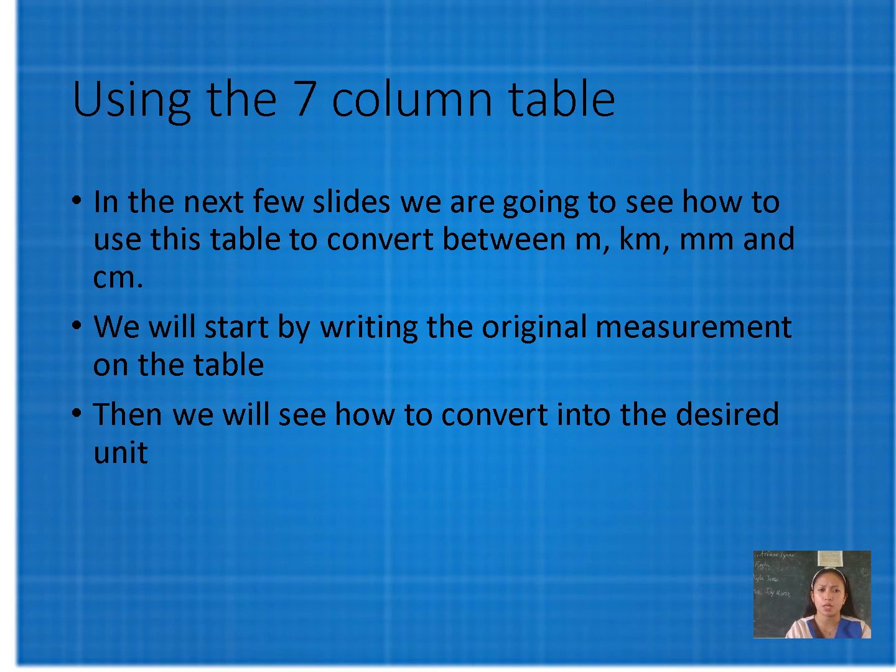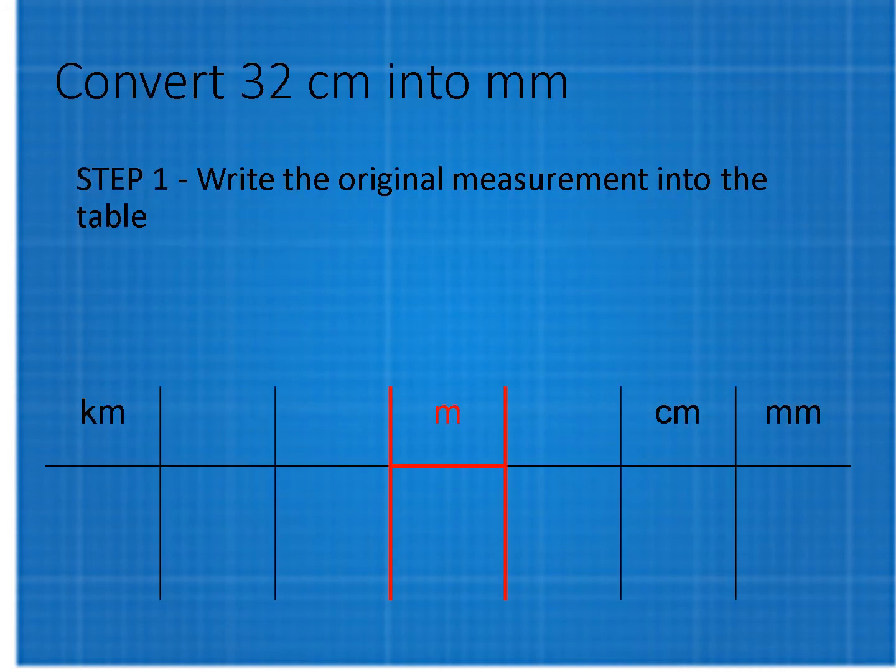Using the 7-column table, in the next few slides, we're going to see how to use it to convert between meters, kilometers, millimeters, and centimeters. We will start by writing the original measurement on the table, and then we will see how to convert it into the desired unit. Let's begin with the first illustrative example. We will use the 7-column table in converting 32 centimeters into millimeters. Our step 1, we write the original measurement into the table.